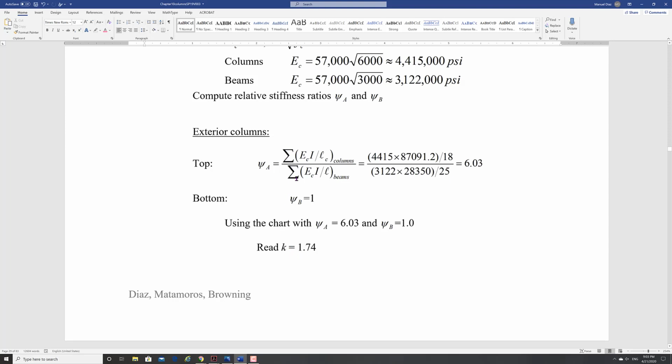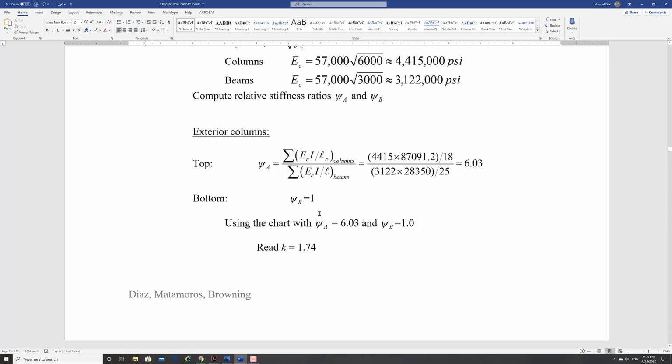Now, one question that you should be asking already, right? Why do you call this one psi A? Should it have been psi B, and this one psi A? The answer is it does not matter. One joint is A, the other joint is B. Which one you call A and B, it does not matter. And I'm going to show you that here.